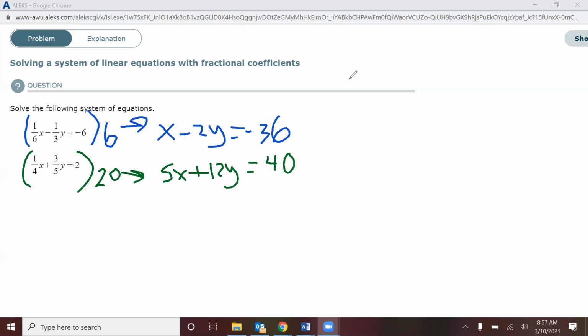Now I'm ready to tackle this the same way I did the other problems. I could multiply the first equation by negative 5. That would end up giving me a negative 5x so that the x's would cancel. Or I could multiply the first equation by 6. That would give me negative 12y. When I add, the y's would cancel. I think I'll do that. So, rewriting the system of equations after multiplying by 6, I get this.